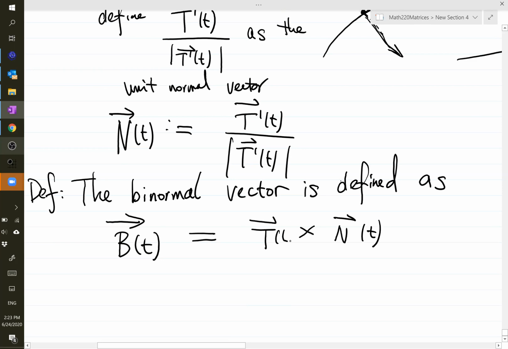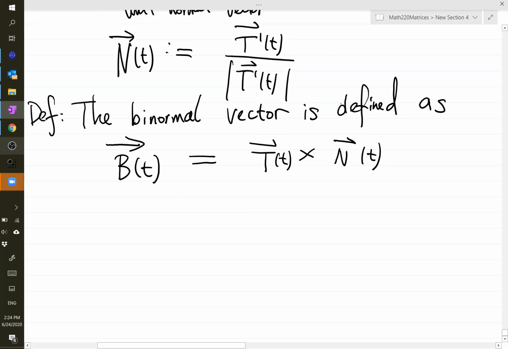Okay, why does the binormal vector matter? Actually, you see, the tangent vector and normal vector lie in a plane, because they are perpendicular, and this binormal vector tells how the direction of this plane actually changes.